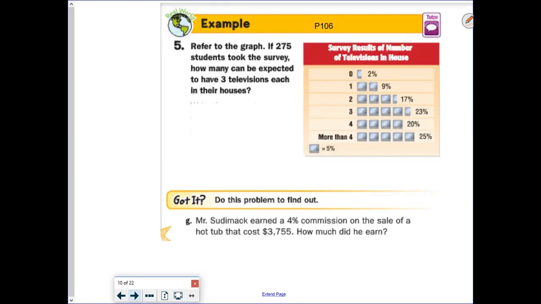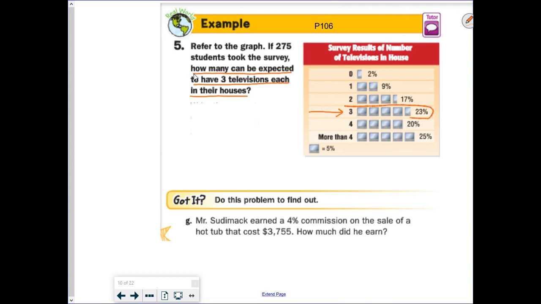Finally, we are on example number 5 on the top of page 106. It says, refer to the graph. If 275 students took the survey, how many can be expected to have 3 televisions each in their house? So, first of all, we have to ask, what are we trying to find? We are trying to find the number of students that can be expected to have 3 televisions each in their house. Since we are concerned with those students that have 3 televisions in their house, we should look in the graph where it says 3 in the survey.